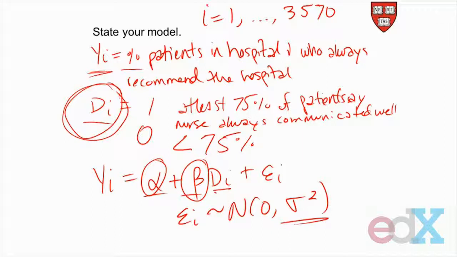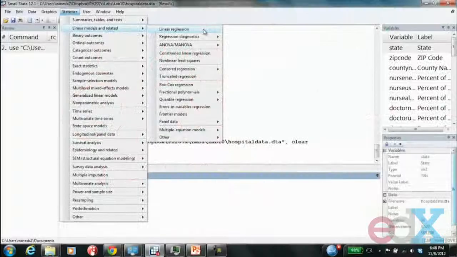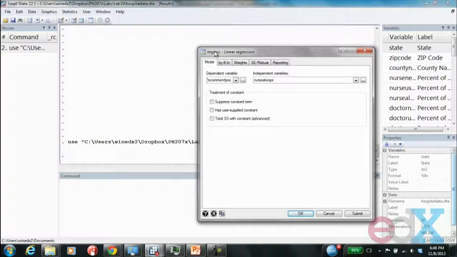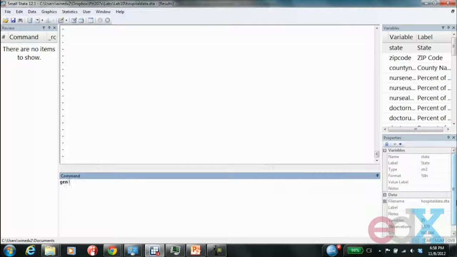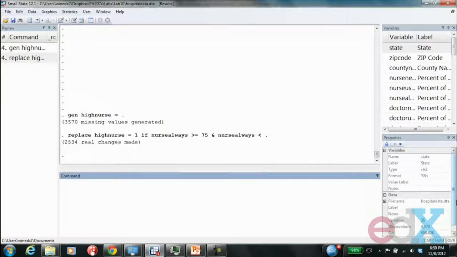Now let's go ahead and open up Stata and fit the regression model. We fit the model in exactly the same way as we did in the previous tutorial. Our dependent variable is recommend yes, but our independent variable we now need to define. So before fitting any models, let's define this dichotomous variable. First, we generate a variable called hi nurse. We define hi nurse as 1 if nurse always is greater than or equal to 75, and we make sure that we assign a missing value to any missing values of nurse always. Then we define hi nurse as 0 if nurse always is strictly less than 75.